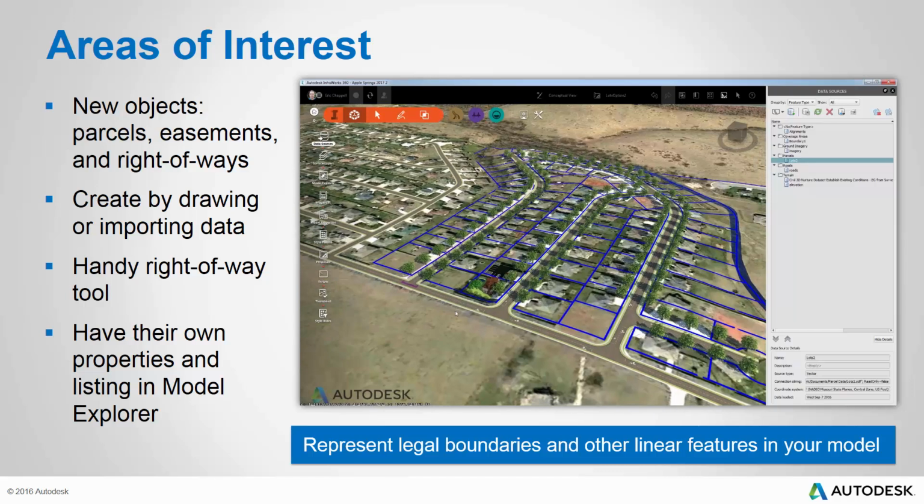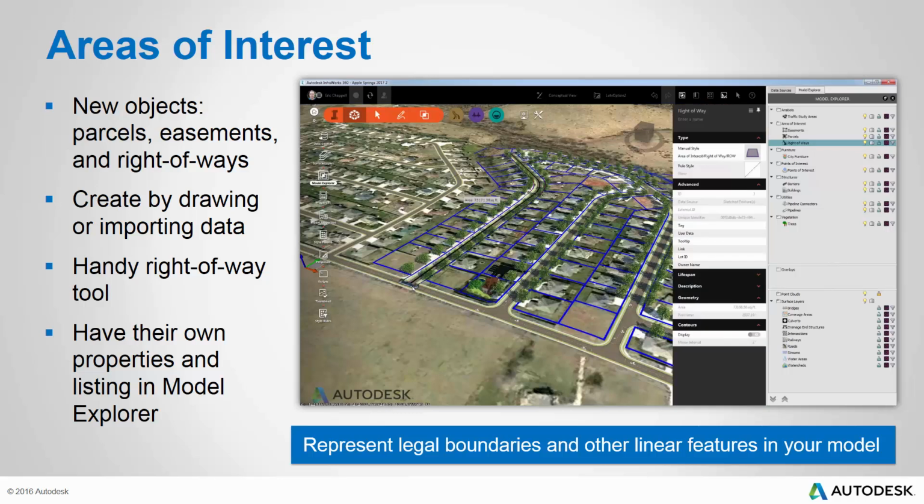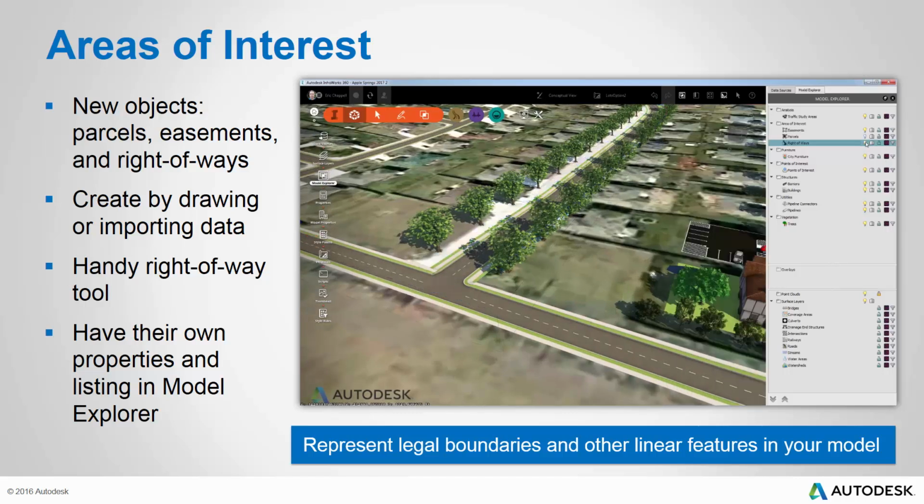Not only can I represent these items in my model, but they also have separate property types, which means they show up separately in Model Explorer and they have their own properties. So for example, I can click this right-of-way and see its area and perimeter. I can also use Model Explorer to turn off the parcels and then turn off the right-of-ways as well. So why is this important? It allows you to represent legal boundaries and other linear features in your model.